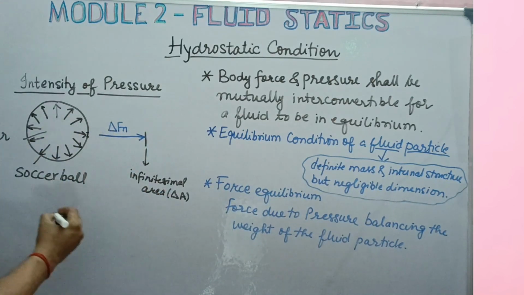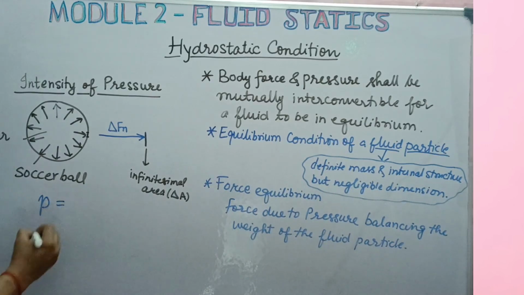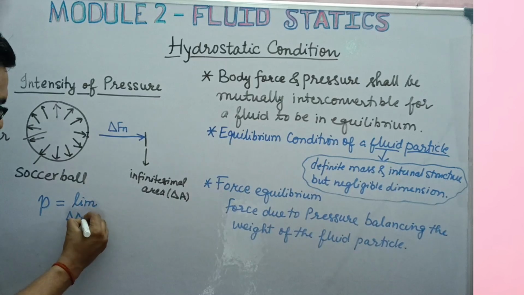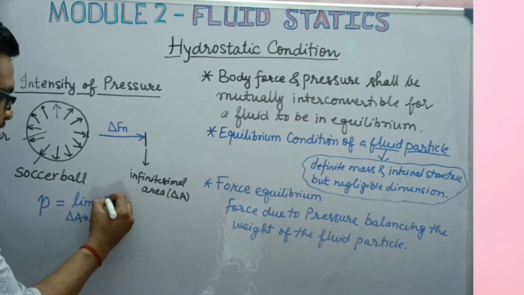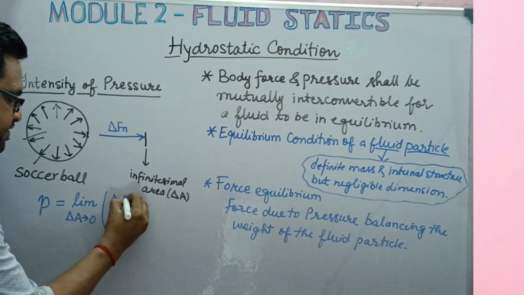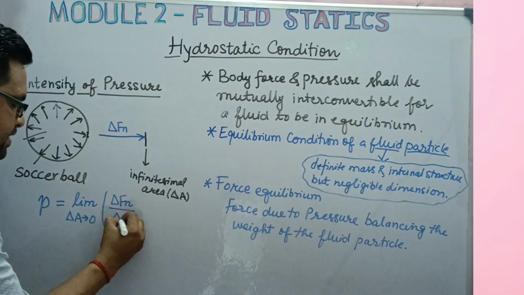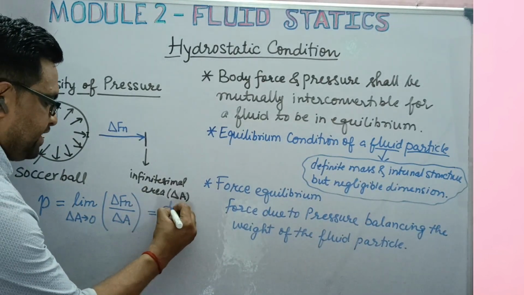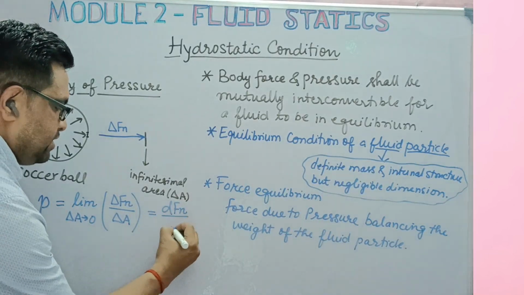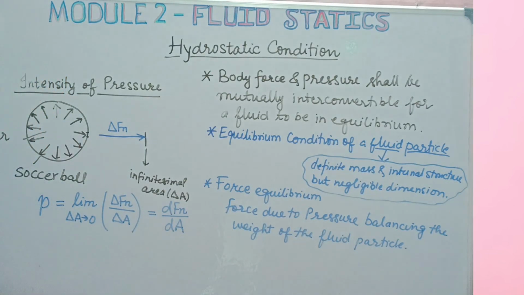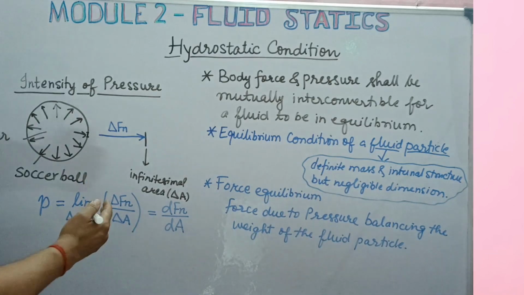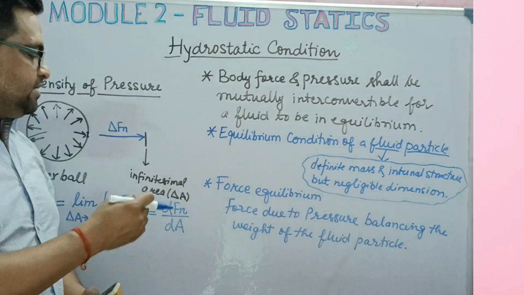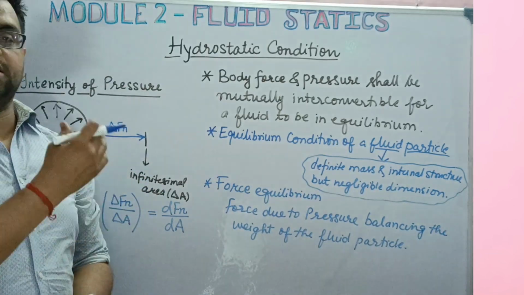Now we define the intensity of pressure as, taking the limit as del A tends to 0, del Fn upon del A, which in differential terms we can write as dFn upon dA. The reason that pressure has been defined using a derivative is basically because we will see that the pressure varies from one point to another point.